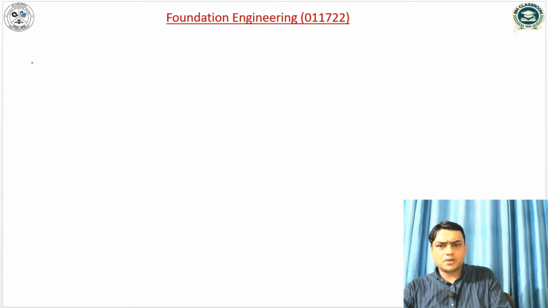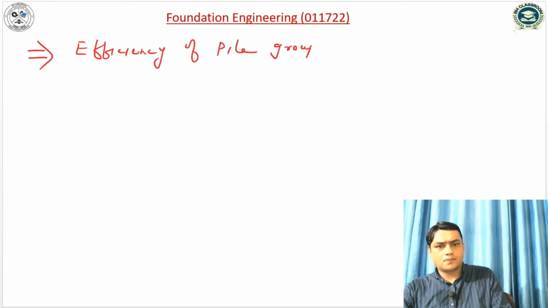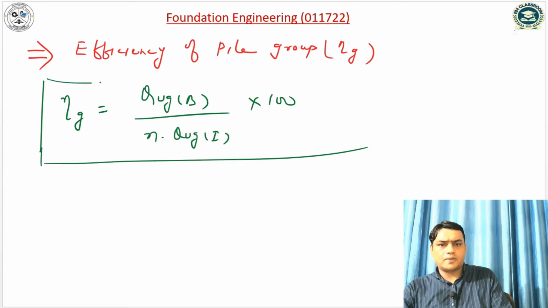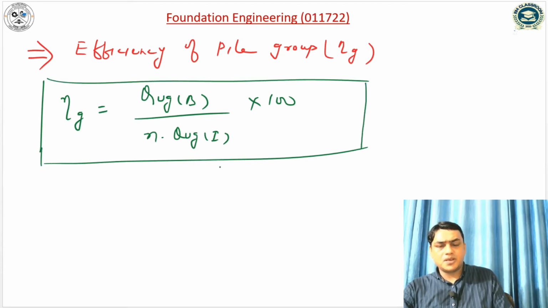Now I am going to discuss the efficiency of pile group. Efficiency of pile group is the ratio of QUG block divided by N into QUG individual, into 100. So this is the efficiency of pile group. Efficiency of pile group may be greater than 100% or less than 100%.